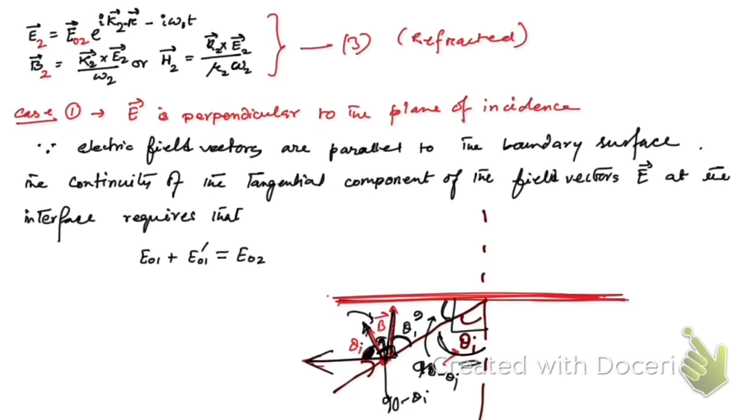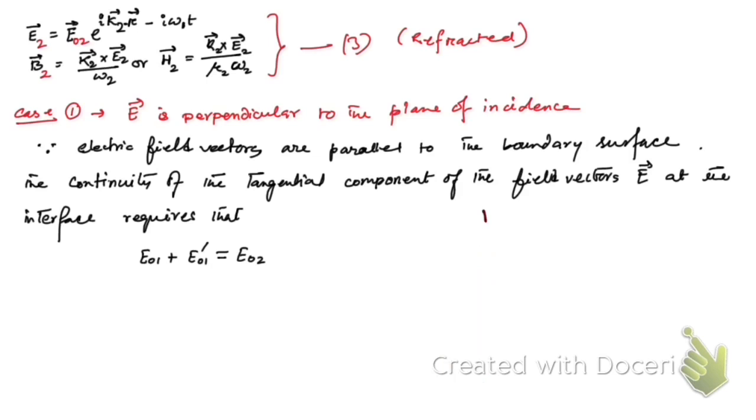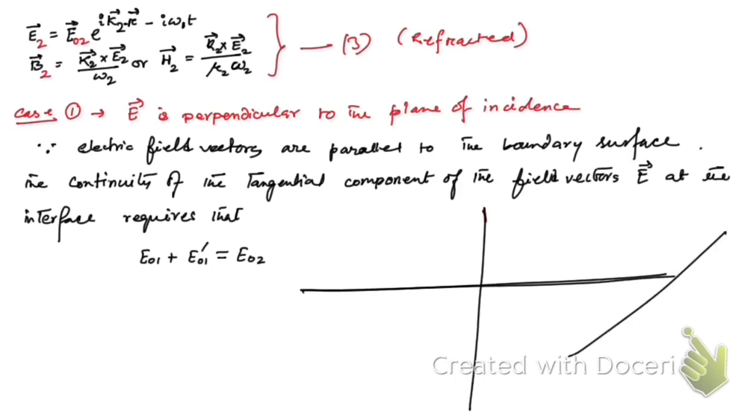If you have not understood, let me explain it again. Now you see, this is the normal and this is the interface boundary, and here is the angle of incidence theta I. Those who have understood this can skip this part for a few seconds. Those who have not understood, let me explain again. This is the magnetic field which is perpendicular to this one, so it must have two components.